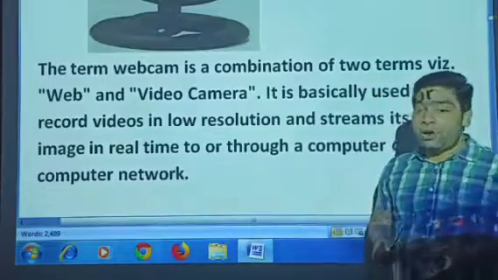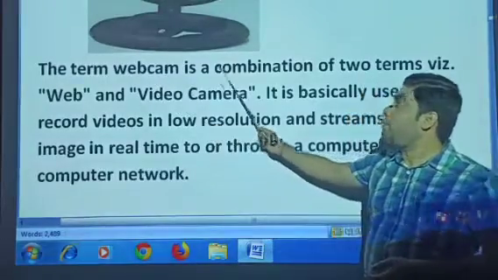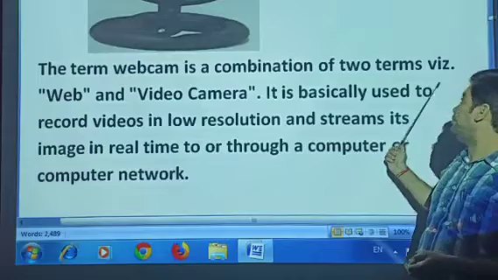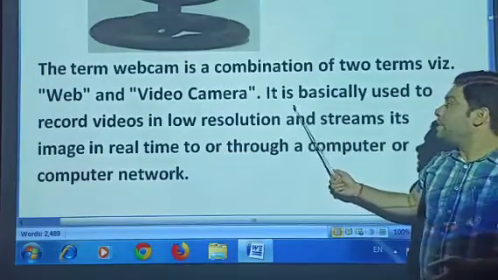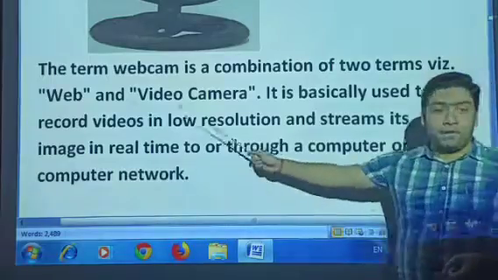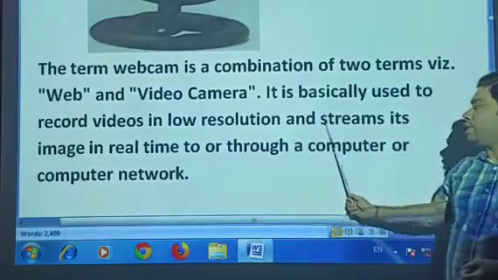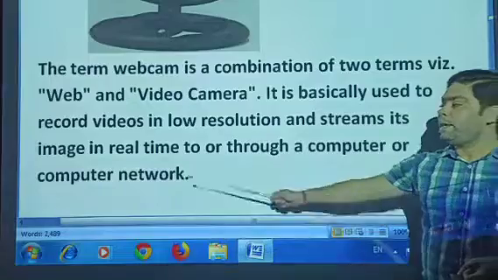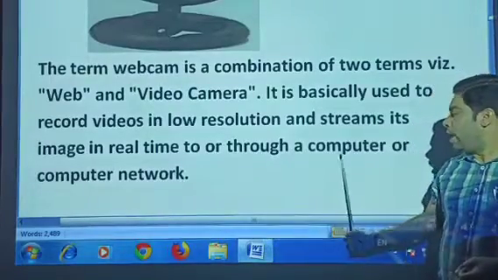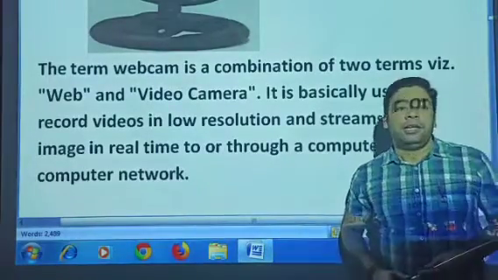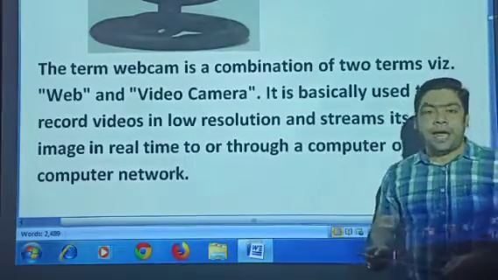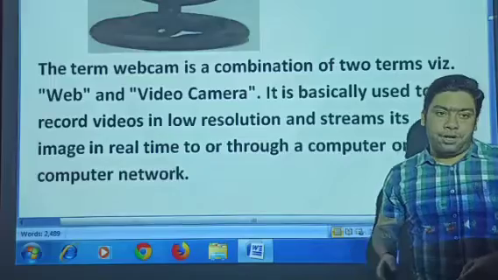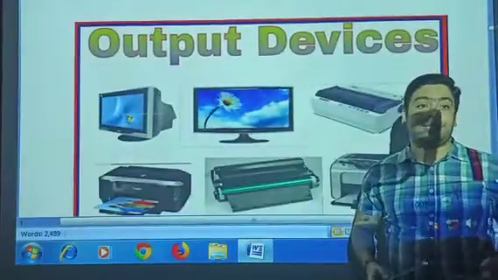Why is it called a webcam? The term webcam is a combination of two terms: web and video camera. That means it is basically used to record videos in low resolution and stream the image in real time through a computer or computer network. That means they always take low resolution pictures and stream them live. So after it, we are moving to our next topic.